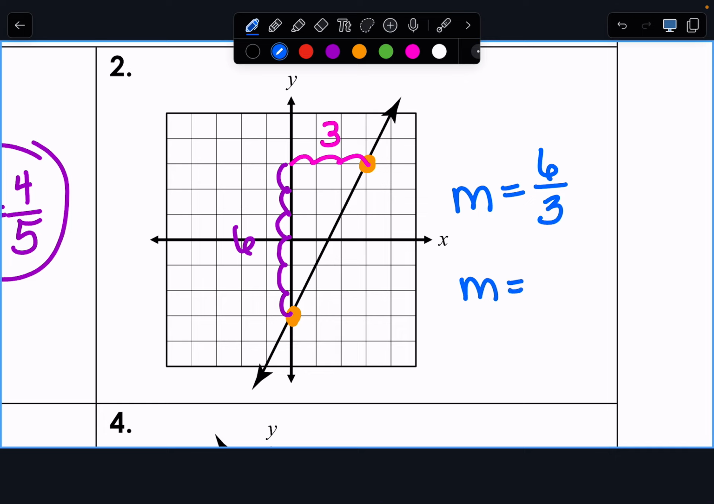Kaylee asked, wouldn't we simplify this? Yeah. What's 6 over 3? I think it would be 2 over 1. So you can write 6 over 3, you can write 2 over 1. I have no problem with either answer. Okay? If you write 2 over 1, I'm pretty happy.